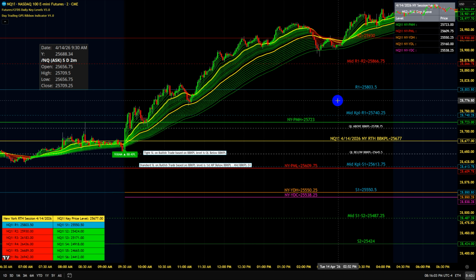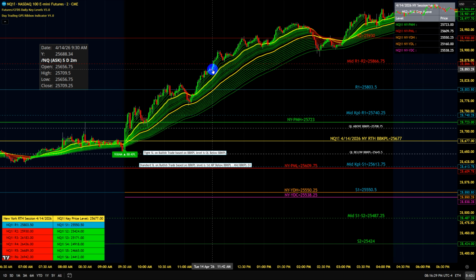Okay, so here we also have the R1 level. That's our regular scalp, 25,803.50. It hits that level here, 10:28. When it hits that level, that is $1,875 profit per E-mini contract.